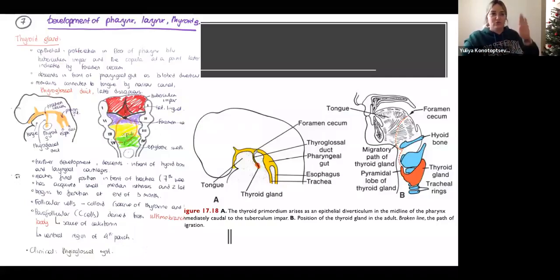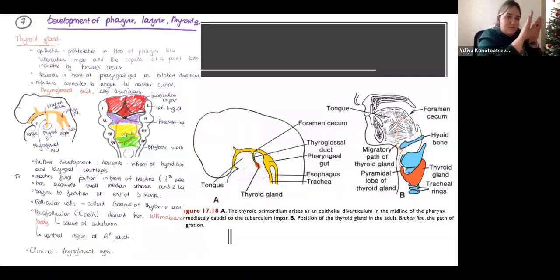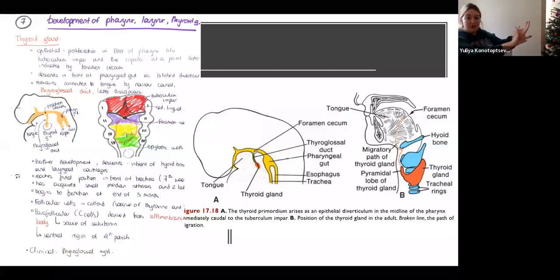Think about it this way, like you started somewhere here, right? That's where your tuberculum impar and copula is located. Normally, you would detach from it and just descend downwards to where you need to go. But this endodermal proliferation, these follicular cells, as they descend, they have a connection to it, which is going to be my arm right now. So they still have the connection, some kind of duct. And this duct is known as the thyroglossal duct.